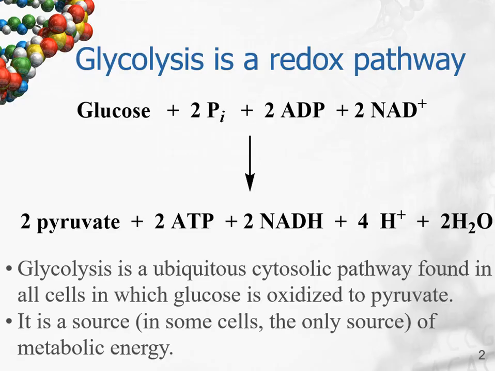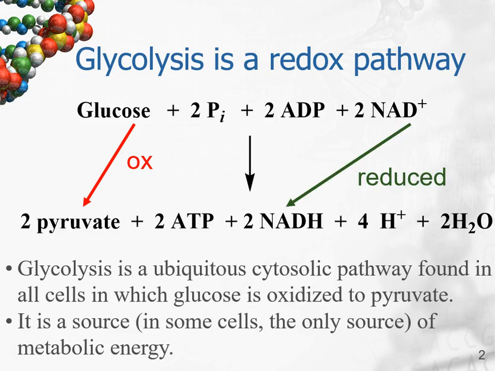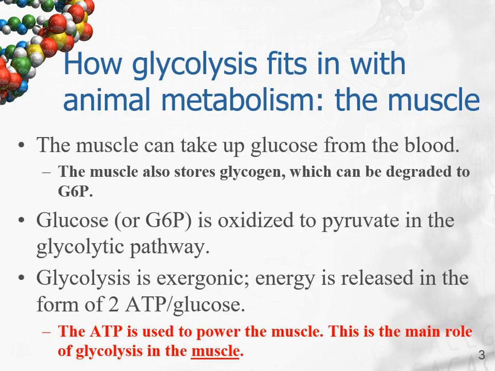So the first thing we should point out is that glycolysis is a redox pathway, an oxidation-reduction reaction. We start with glucose and we end up with two pyruvates, and that is an oxidation. And you can't have an oxidation without a reduction. So the protons and electrons that glucose loses when it is converted to pyruvate, NAD+ picks those up and you get NADH and H+.